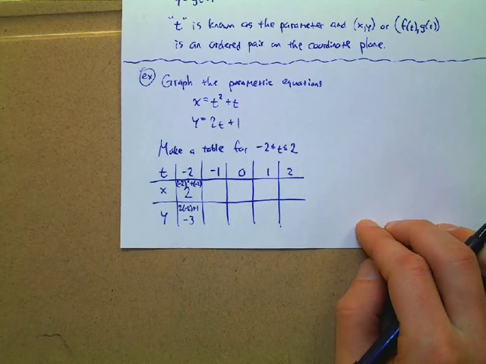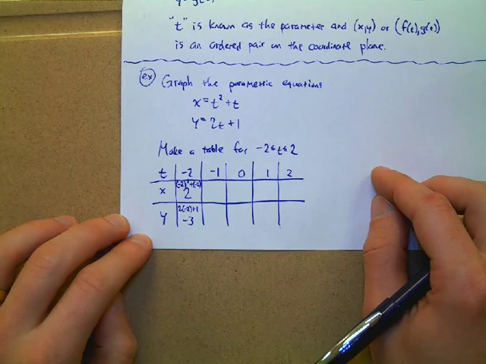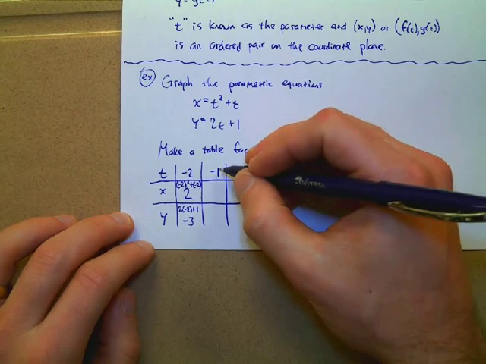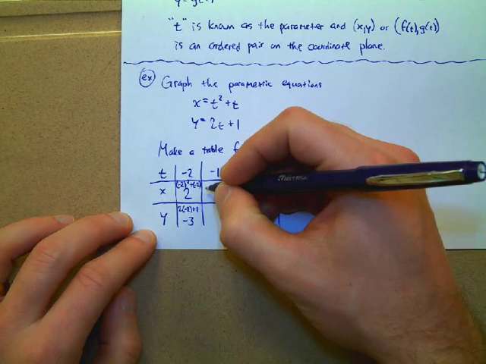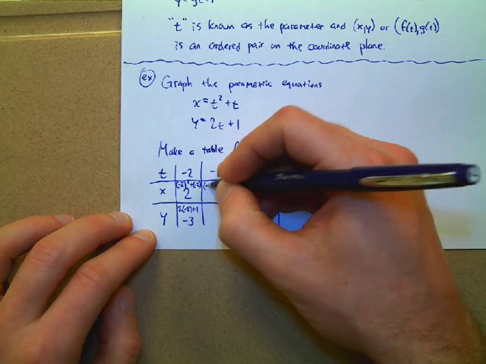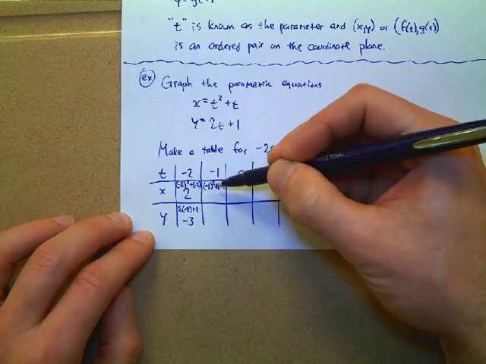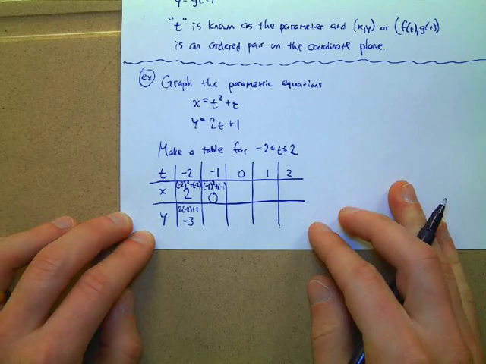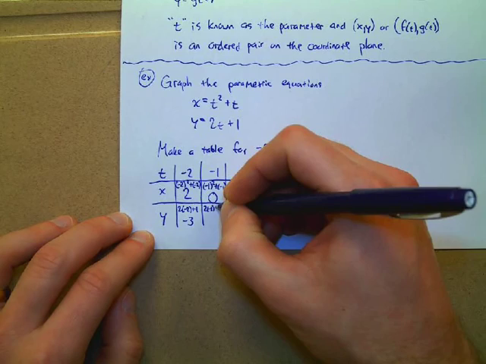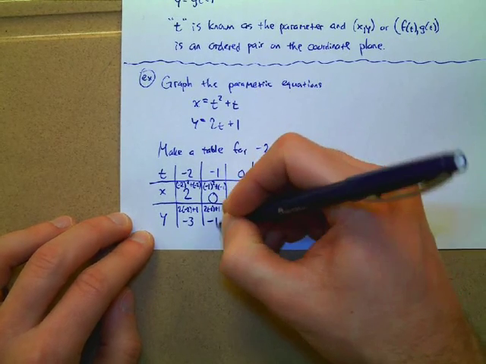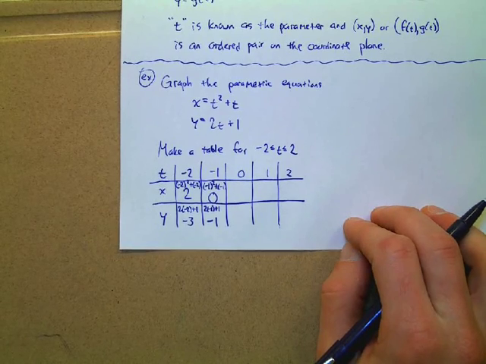Okay, so let's try -1 here. Again, we'll plug -1 in for t. So -1 squared plus -1: -1 squared is +1, plus -1 will be 0 for my x-coordinate. And for the y, it'll be 2 times -1 plus 1, so it's -2 plus 1, which is -1. All right, do another one. Let's plug in 0: it'll be 0 squared plus 0, so it's going to be 0, and then 2 times 0 plus 1, which is 1.